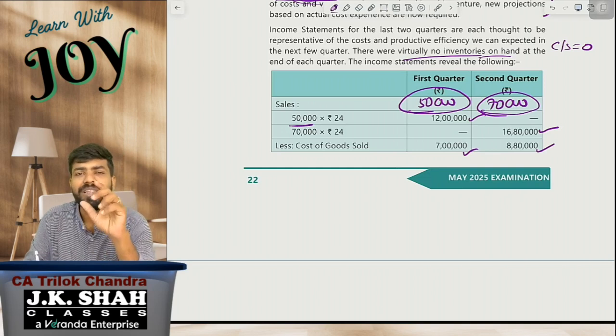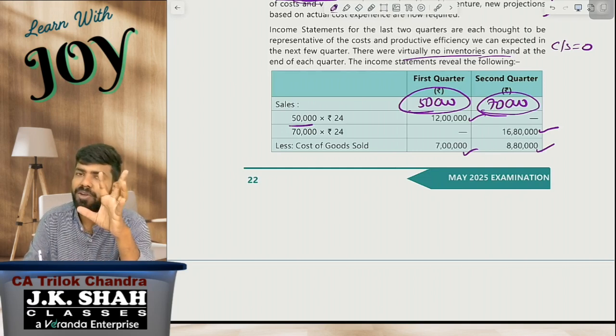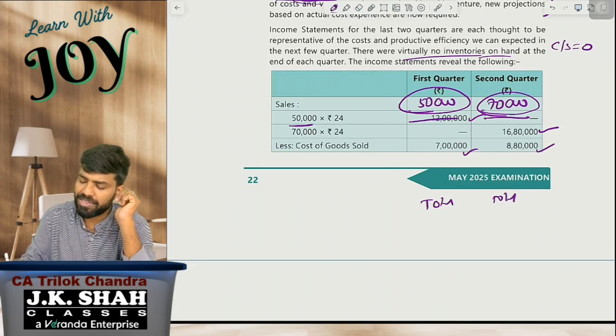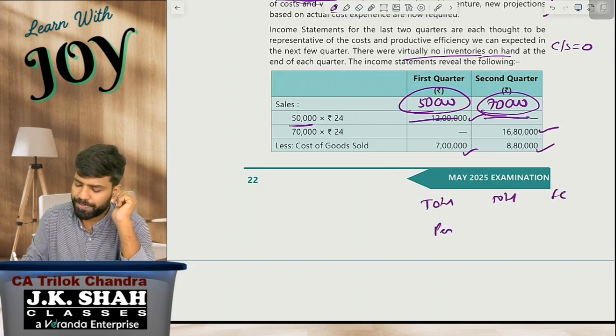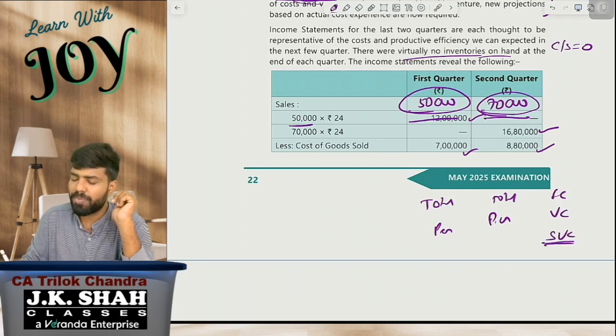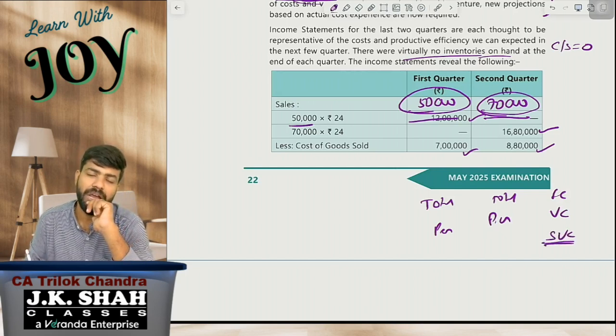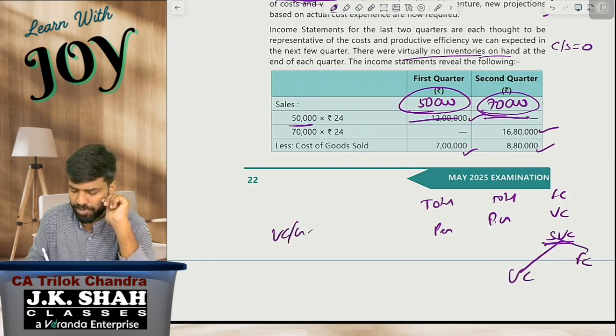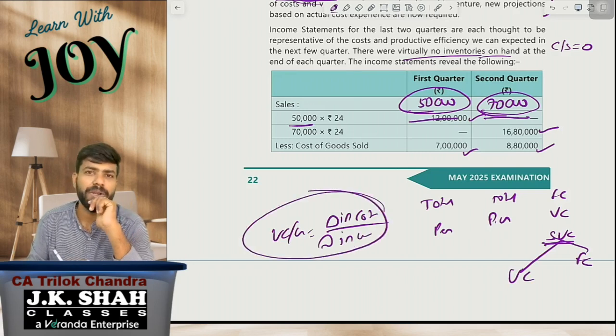We all know how to identify the nature of the cost when the information is at two volumes. If at two different volumes the total is the same, we call it a fixed cost. If the per unit is the same, we call it a variable cost. If both are not the same, we call it a semi-variable cost. And we know how to classify the semi-variable cost into variable cost and fixed cost. Variable cost per unit equals change in cost divided by change in units. We'll get the variable cost per unit. Are you understanding? All of you?